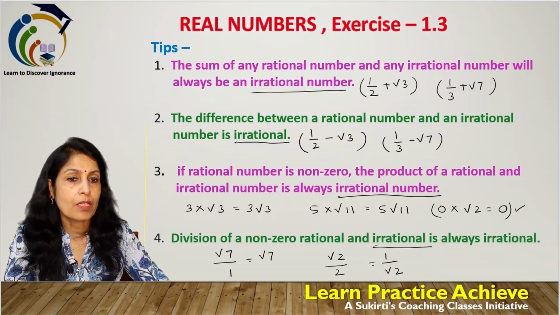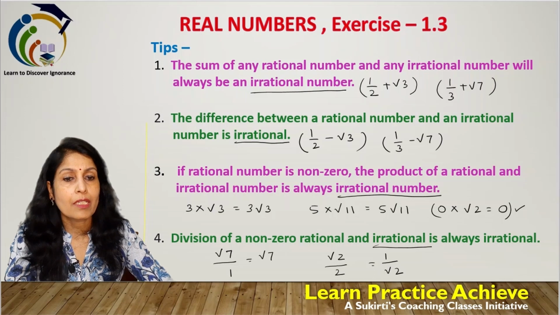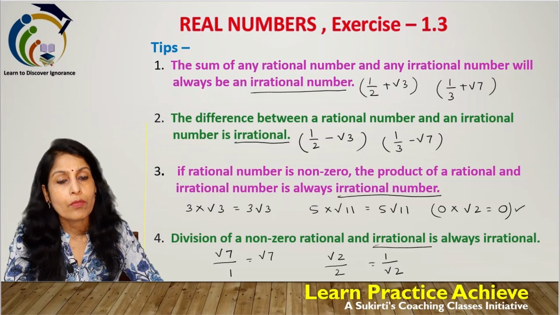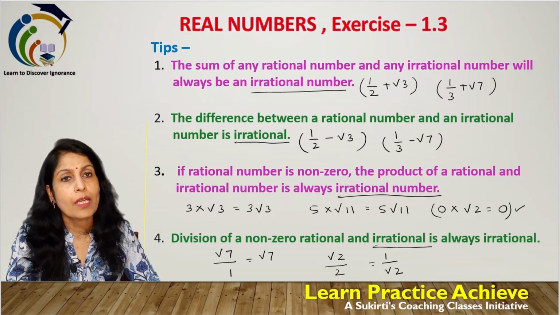So for irrational numbers, whether it is a sum, a difference, a product, or a division, whenever we take a rational number and an irrational number, we will always get the result as an irrational number.